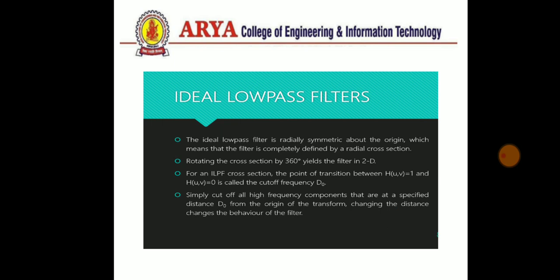Now the ideal low pass filter is a symmetric process which can yield the value of 360 degrees in two-dimensional images. Simply, it cuts off the high frequency components and allows the low frequency components to pass through a radius of a circle which is denoted by D naught. This behavior of the filter changes the frequency components of the blurred image, or the noisy data, and it will recover our original image back from the degraded image.